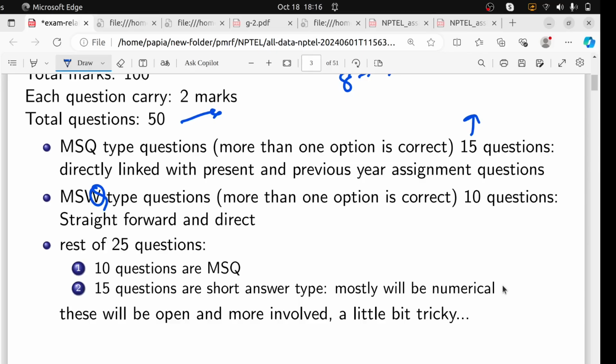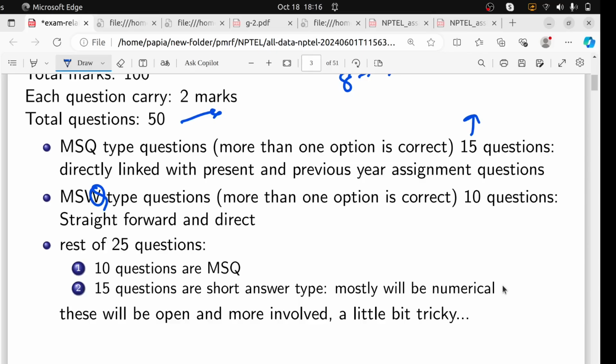Maybe I can summarize that again quickly so that it will be very understandable. Among these 50 questions, the first 15 will be MSQ type, directly linked with present and previous year assignment questions. The next 10 questions will be straightforward and direct. Of the rest of the 25 questions, 10 will be MSQ type. The remaining 15 questions will be short answer type, which means mostly numerical.